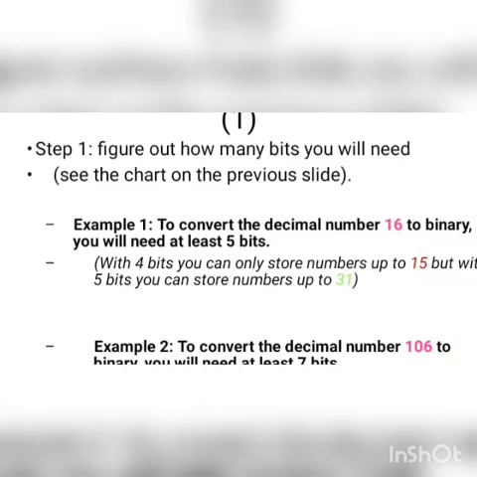So let us discuss another example. To convert the decimal number 106 to binary, you will need at least 7 bits. With 6 bits you can only store a number up to 63, but with 7 bits you can store a number up to 127. So that's how you convert decimal into a binary number by using bits.